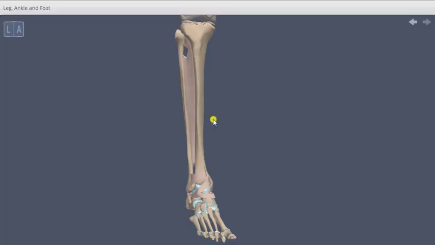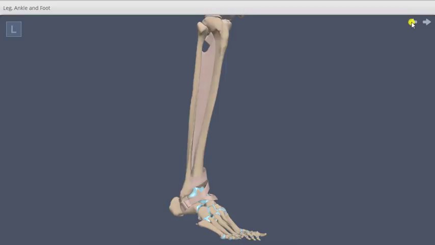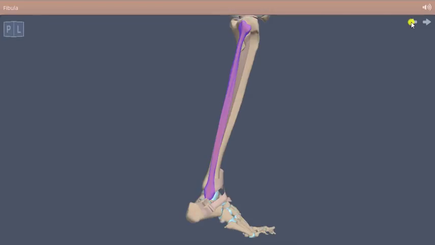The fibula has anterior, lateral, and posterior surfaces. The action of the anterior group is dorsiflexion of the foot. Dorsiflexion means lifting your foot up, and extension of the toes. The action of the posterior compartment is plantar flexion and flexion of the toes.